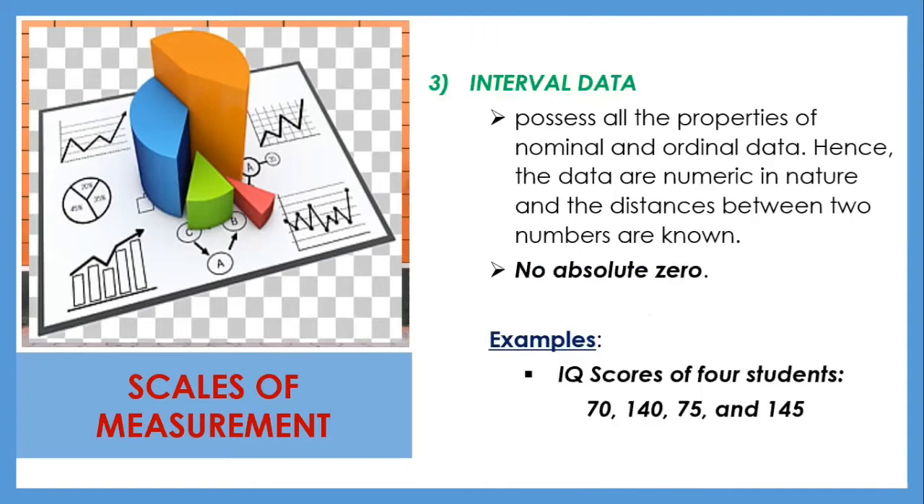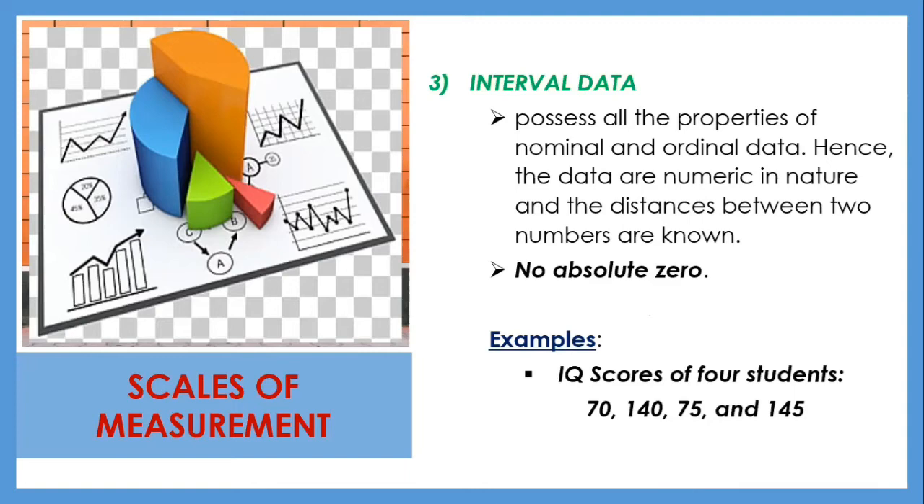And for the next scale of measurement, we have interval data. It possesses all the properties of nominal and ordinal data. And so for that matter, the data are numeric in nature, and the distances between two numbers are known.